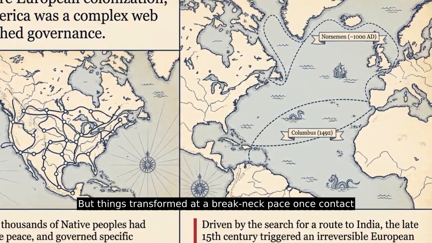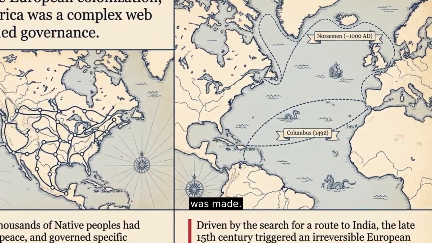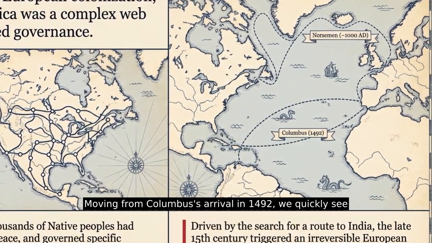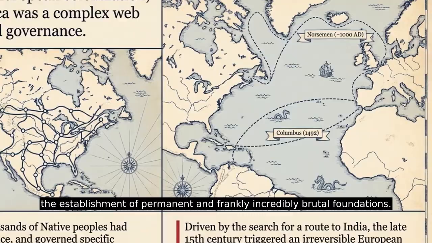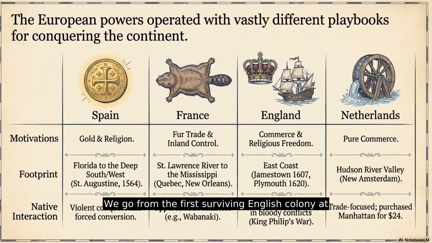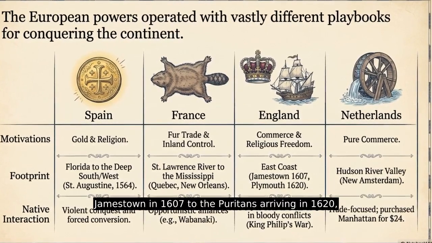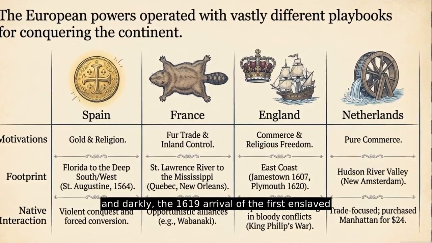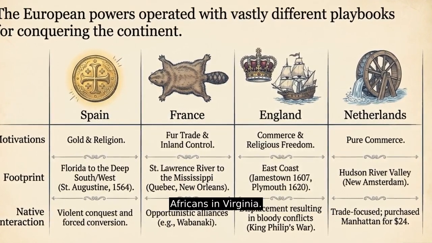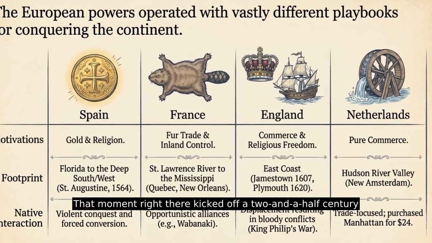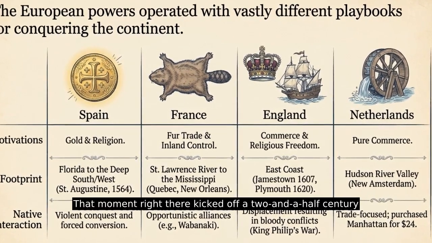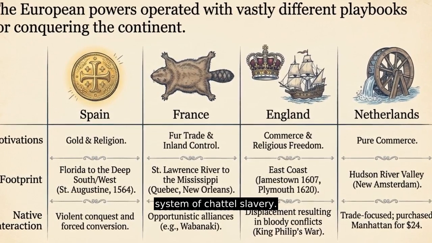Moving from Columbus's arrival in 1492, we quickly see the establishment of permanent and, frankly, incredibly brutal foundations. We go from the first surviving English colony at Jamestown in 1607 to the Puritans arriving in 1620 and, darkly, the 1619 arrival of the first enslaved Africans in Virginia. That moment right there kicked off a 2.5-century system of chattel slavery.